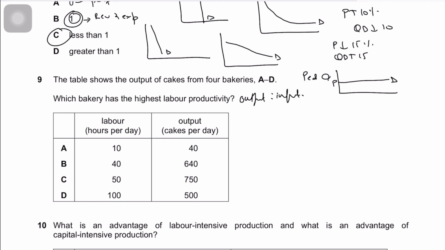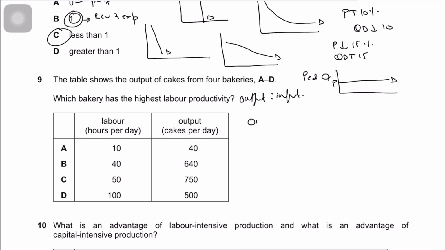So what is the output? It's telling us that 40 cakes are produced per day in bakery A, in 10 hours. So if the labor gives 10 hours, they end up producing 40 cakes. In bakery B, if you give 40 hours, you produce 640 cakes. So now let's calculate the labor productivity. How will you calculate the labor productivity?